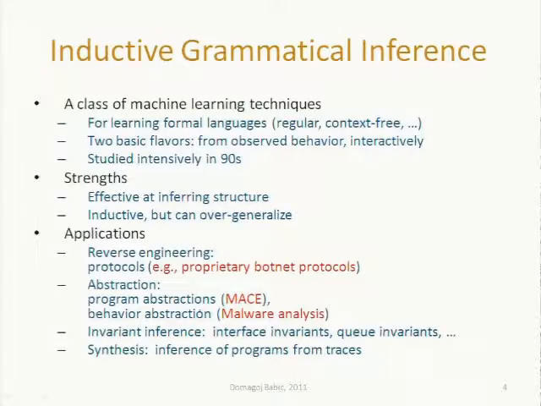Thinking about this, I started looking into a set of techniques called inductive grammatical inference, which is, as I said before, a class of machine learning techniques that learn formal language. There are several basic flavors of grammatical inference. For instance, you can learn from observed behavior and then generalize from that behavior and construct, say, a state machine or a grammar. Or you can learn interactively by probing a black box or, say, a gray box, depending on the mode in which you are learning, and then listening to the responses, and that way, learning your grammar.